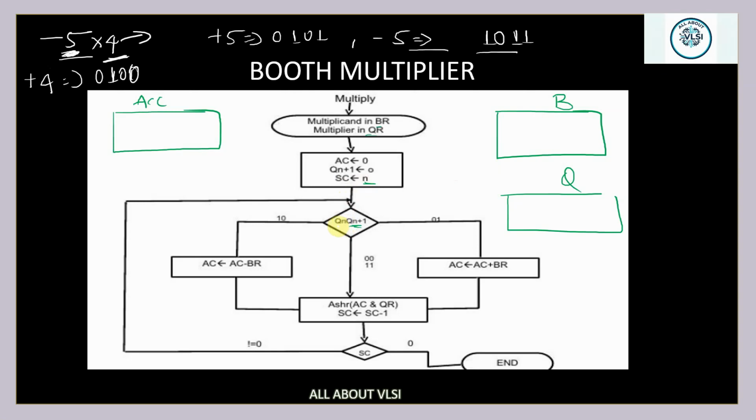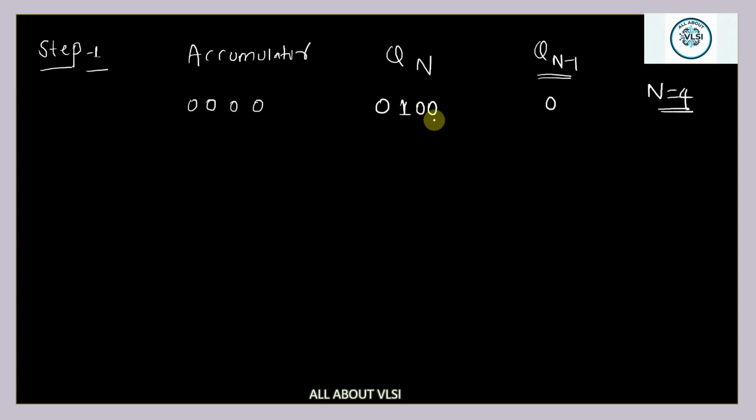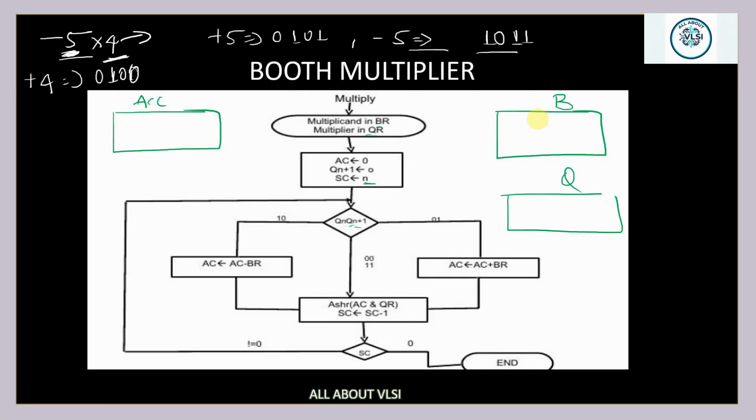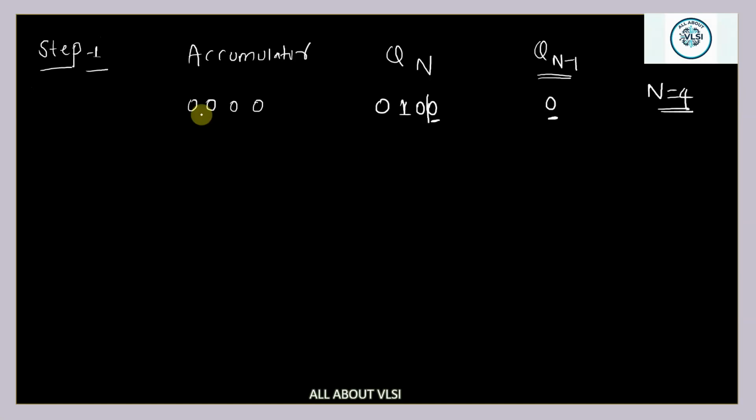Now, depending upon my Qn and Qn minus 1, that means we are going to consider Qn's LSB bit and Qn minus 1. If these are equal to 0, 0, what are we going to do? We are going to perform an arithmetic right shift, and we are going to decrement our count value. We need to perform the arithmetic right shift on the accumulator, Qn and Qn minus 1, so whatever content was right-shifted out of Qn will be stored inside Qn minus 1.